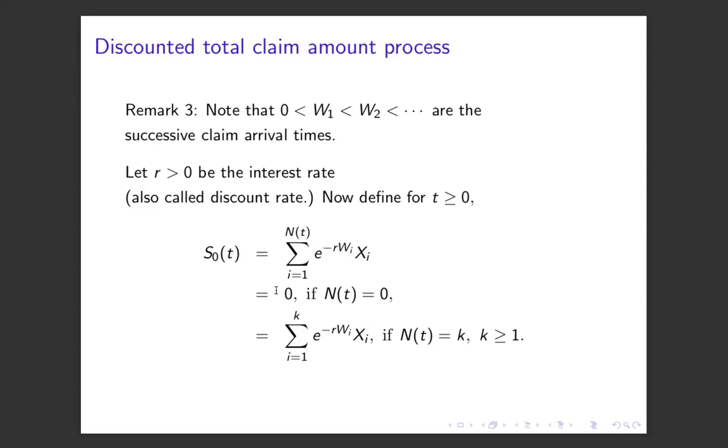So as usual, this is equal to 0 if N_t equals 0. And if N_t equals k, this is the sum over i going from 1 to k of e to the power minus R times W_i, the whole thing multiplied by X_i. Please note it down.